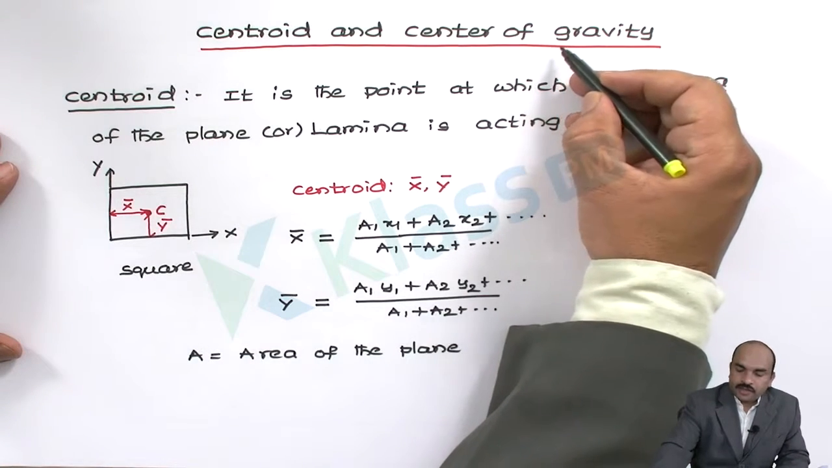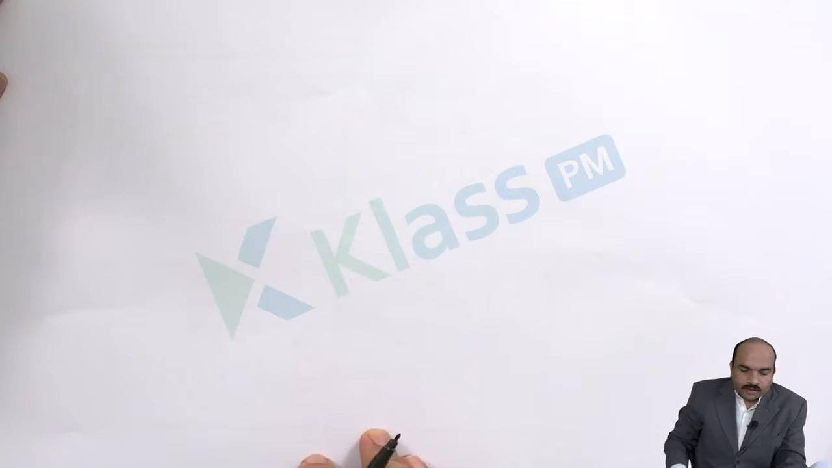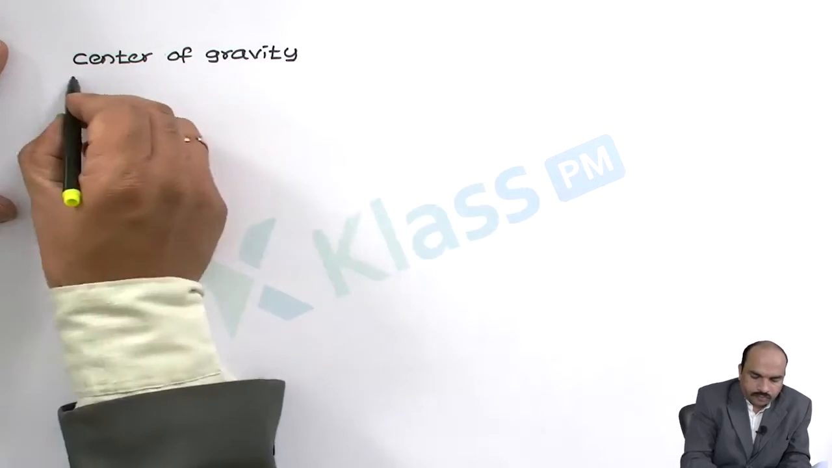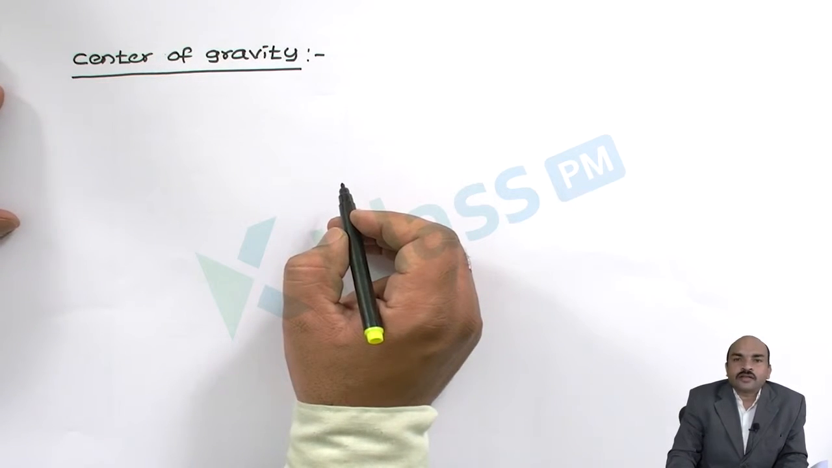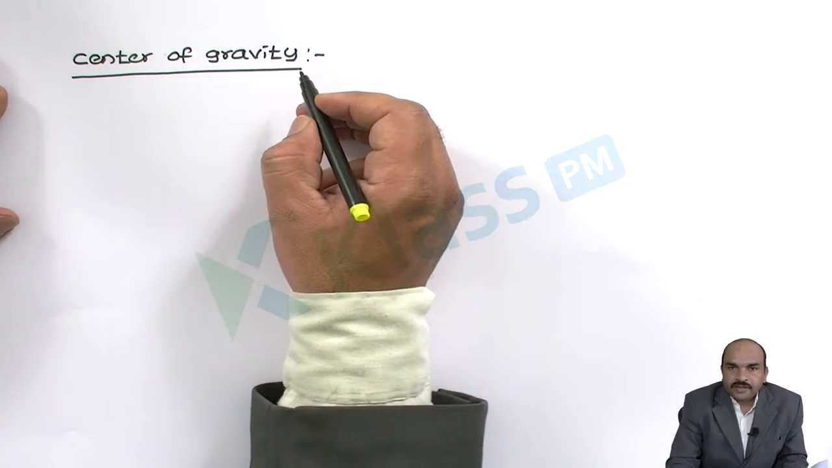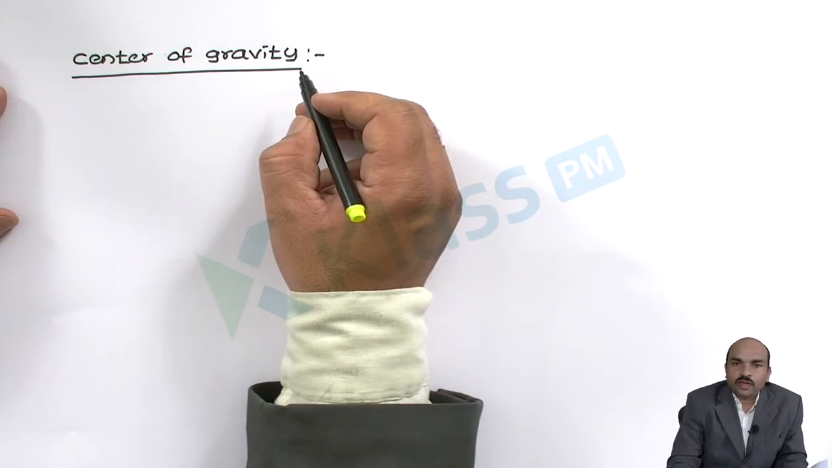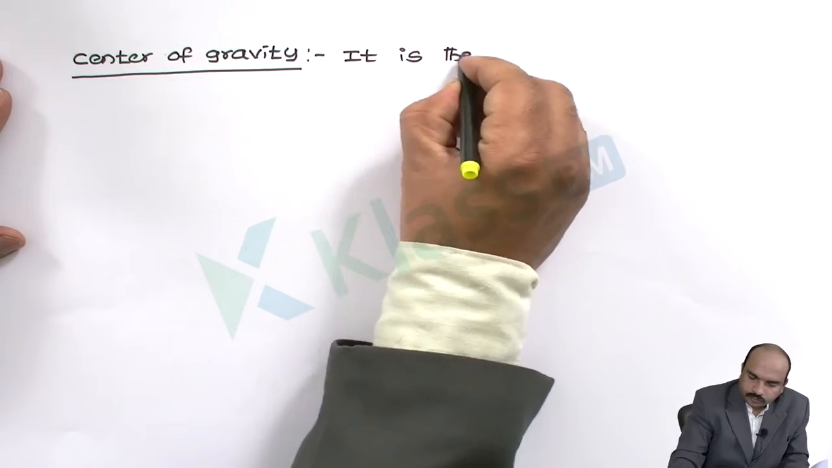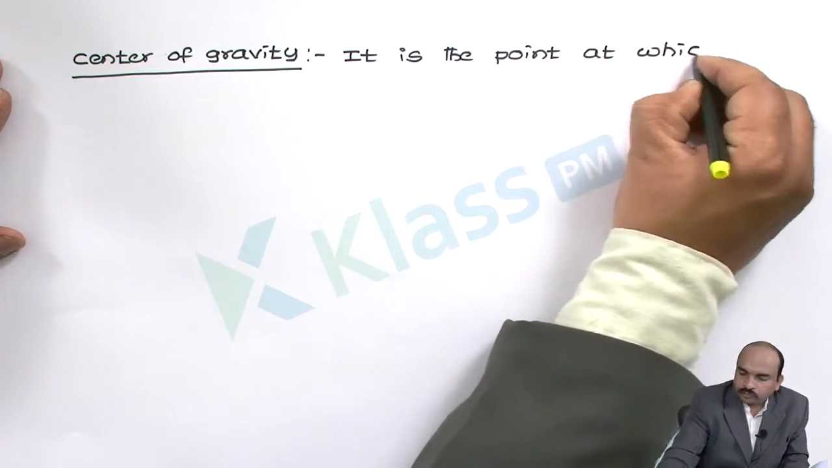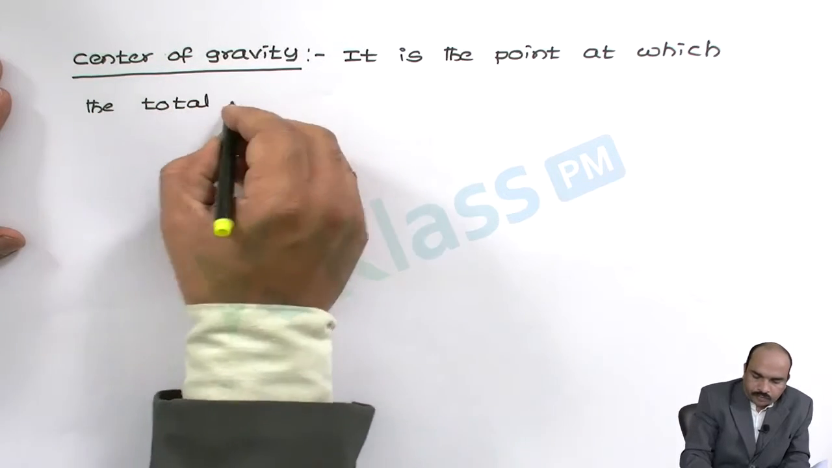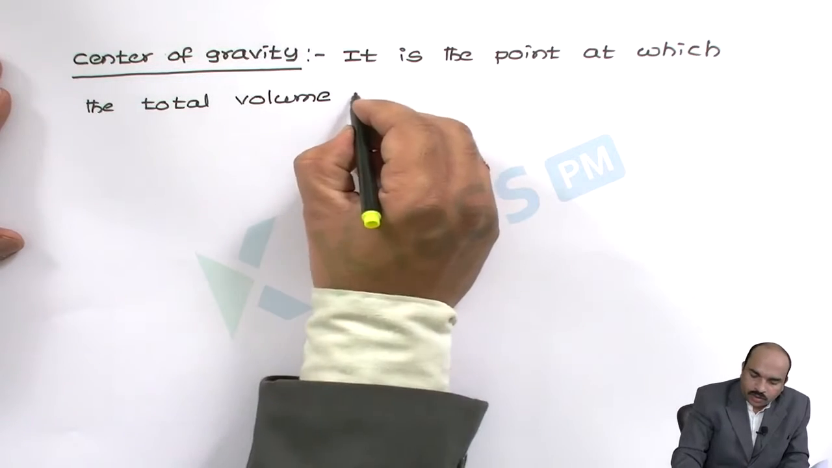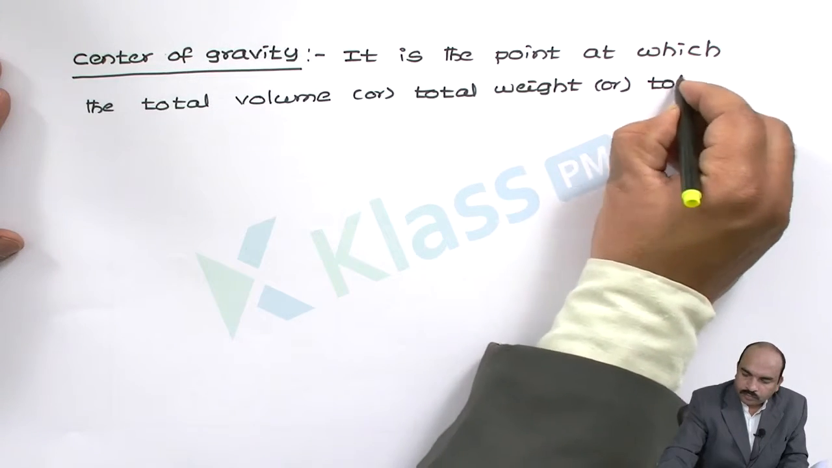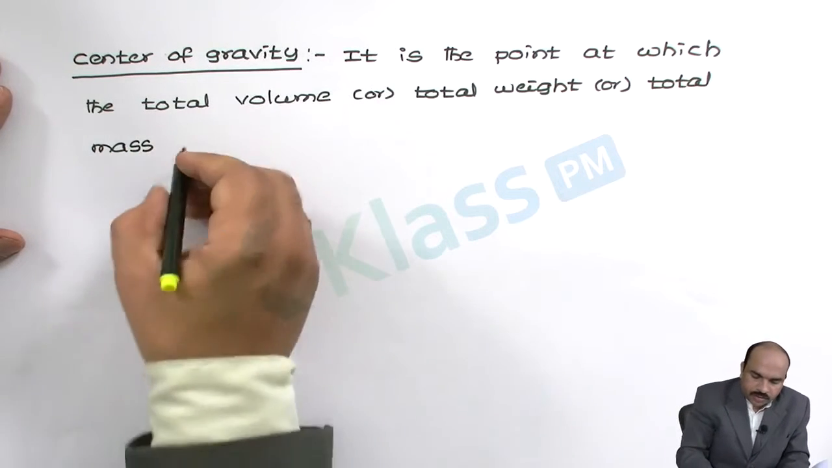Now let us see the second definition, that is center of gravity. Center of gravity will be used for solid objects. So center of gravity can be defined as a point at which the total volume or total mass or total weight of the object is acting. It is the point at which the total volume or total weight or total mass is acting.